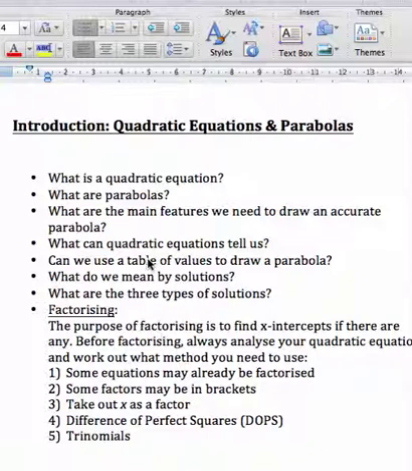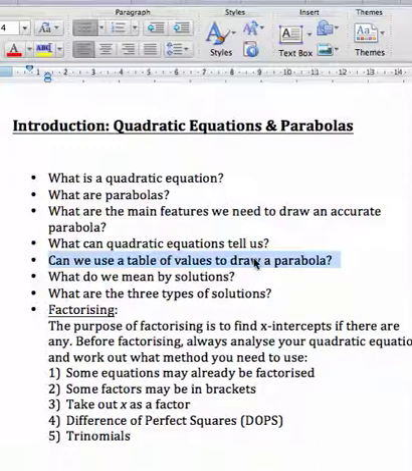The next dot point is asking us, can we use a table of values to draw a parabola? Absolutely. We can use a table of values to draw pretty much any graph, whether it's a linear graph, a quadratic, or parabola. The next one's to power 3, so a cubic graph. We can use a table of values to draw any of those graphs. And that is something that you need to know as well. I think there's a chapter in your textbook that asks you to do that. But of course, we are also expected to know other ways of drawing a parabola and using those equations.